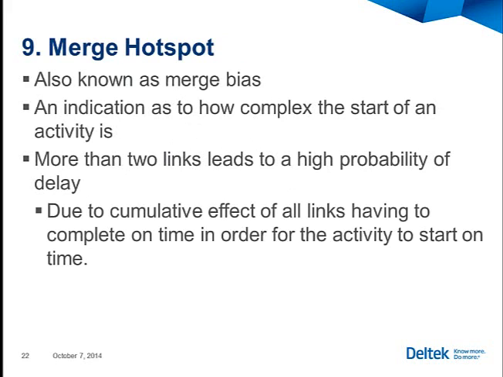Merge hotspot, merge bias. How many things need to get done in the schedule before your activity starts? The more of these items we see leading to your activity, the higher the probability that your activity is going to slip. If you're waiting for 2 things to start, that's not so bad. If you're waiting for 100 things to start, I guarantee you're never going to start on time. And the question is, did the plan really need to call for 100 things to get done before you started? Or were there really 2 that were the most critical items, and the other items were just nice for you to be aware of? This is where your schedule can be artificially longer than it needs to be.